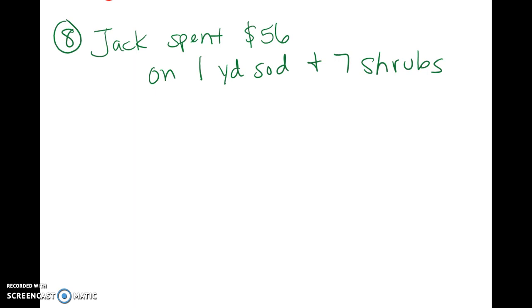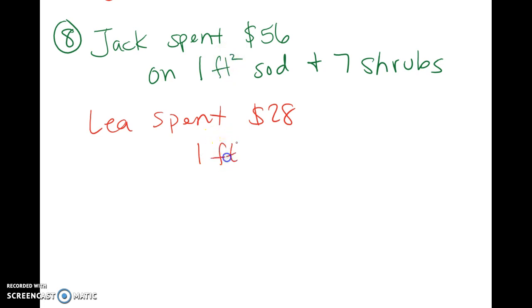We'll get there in 1 second. Hold on. Leah spent $28, so let's write down what we got for her. Leah spent $28 on 1 foot of grass sod, so 1... Oh, it's not yards, it's a foot. Yep, I gotta fix that. Sorry, right here, it was 1 square foot. And here it was 1 square foot. Sorry about that. So 1 square foot of sod. And how many shrubs did Leah buy? Okay. And 3 shrubs.